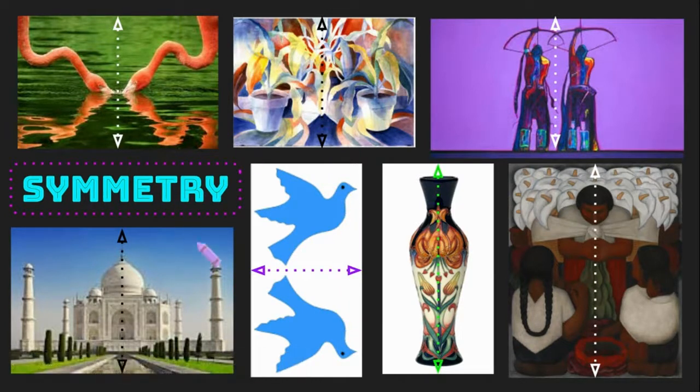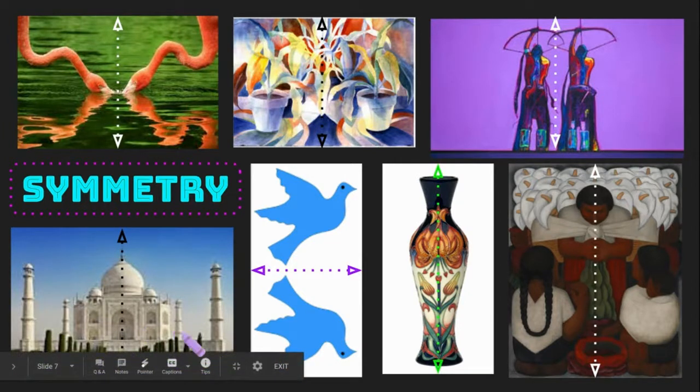And here's an example from architecture, a building. This is in India, the Taj Mahal. The left is the same as the right. Even the trees that they planted shows symmetry.